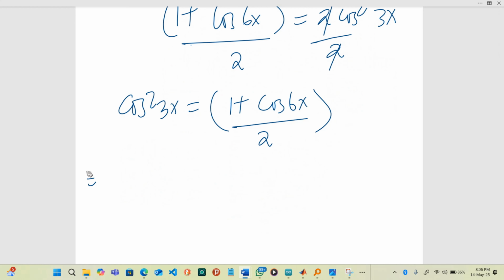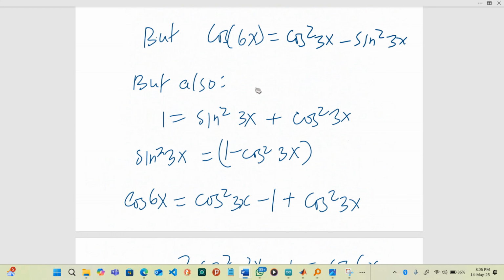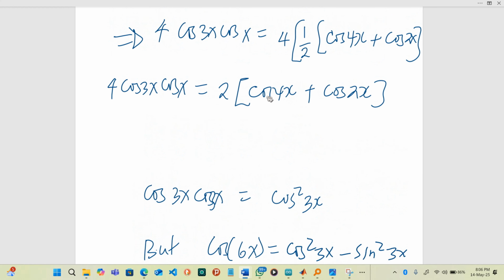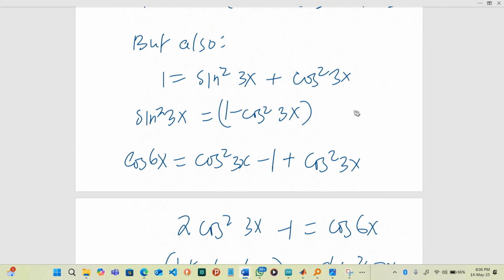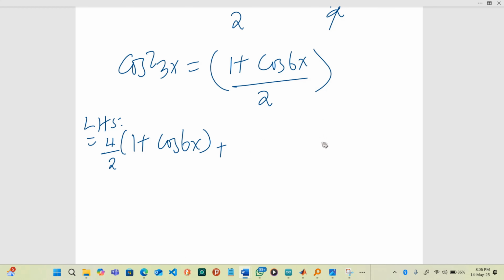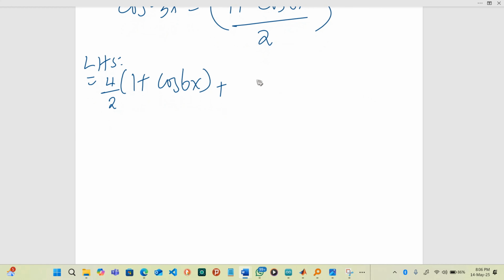So we shall have, remember, we are talking about the right hand side. It will equal 4 into a half times 1 plus cos 6x. Then plus, what is this component? This component is the same as 2 cos 4x plus cos 2x. So this is going to be the same as 2 cos 4x plus 2 cos 2x. So I can cancel this, and I created 2 there.